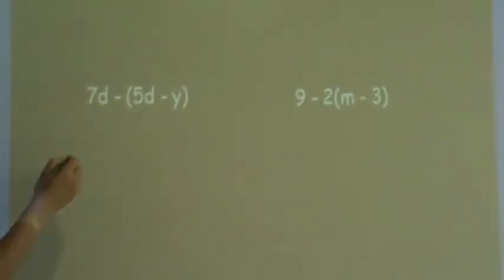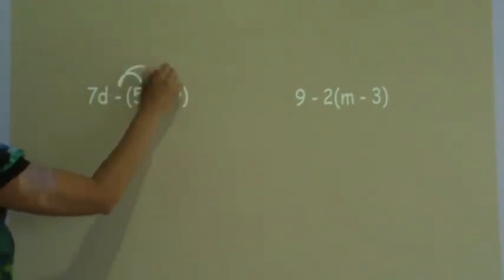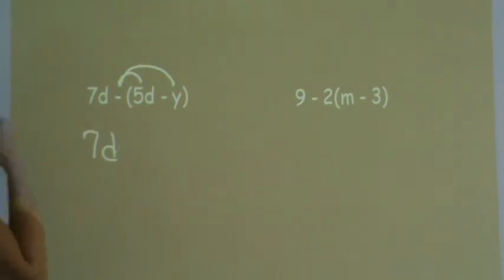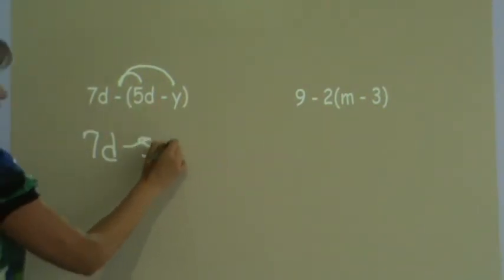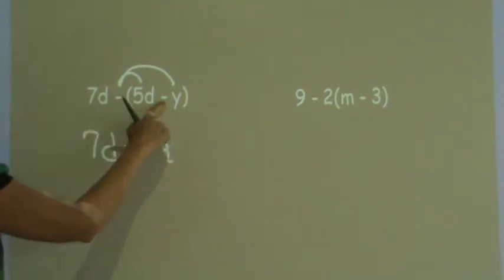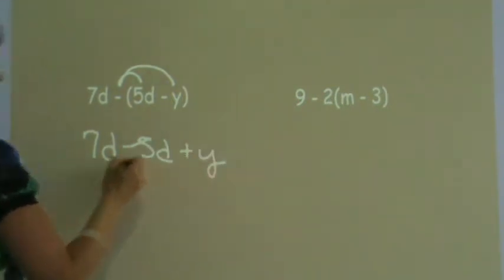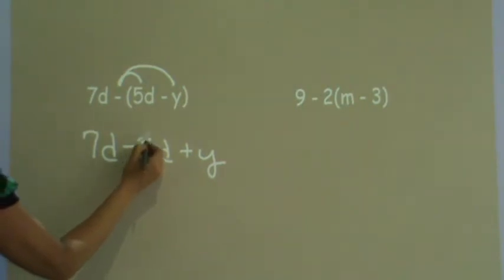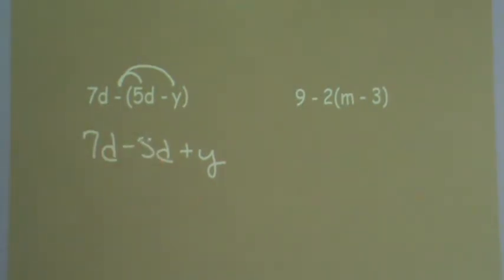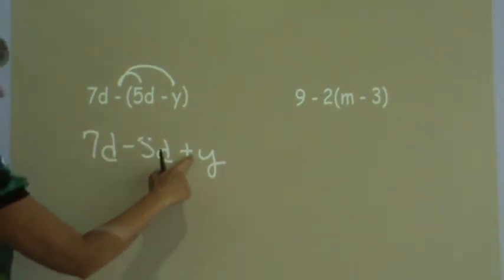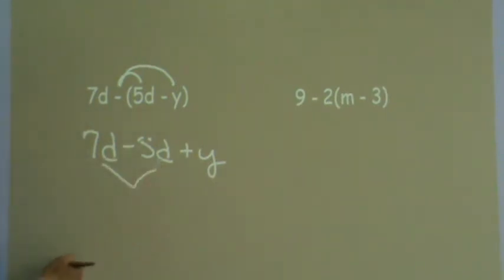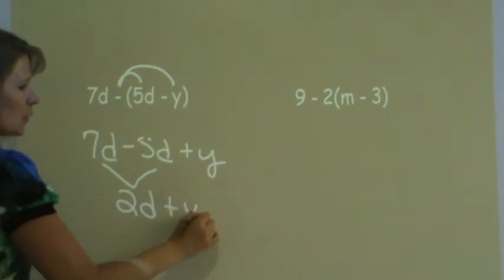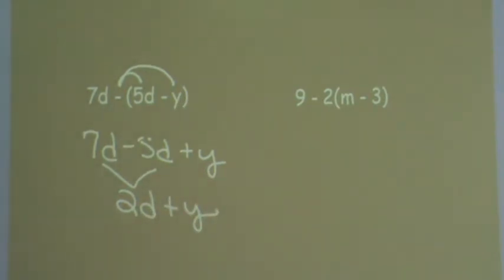Okay, let's try another one. So again, we need to get rid of these parentheses. All right, I can't do anything with the 7d yet, so I'll just bring that down. The opposite of 5d minus 5d, sorry about that. Opposite of minus y plus y. Okay, and let's erase part of that. So then I have 7d minus 5d plus y. All right, so I can put these d's together. 7d minus 5d is 2d. Can't combine it with the y, so I just bring it down.